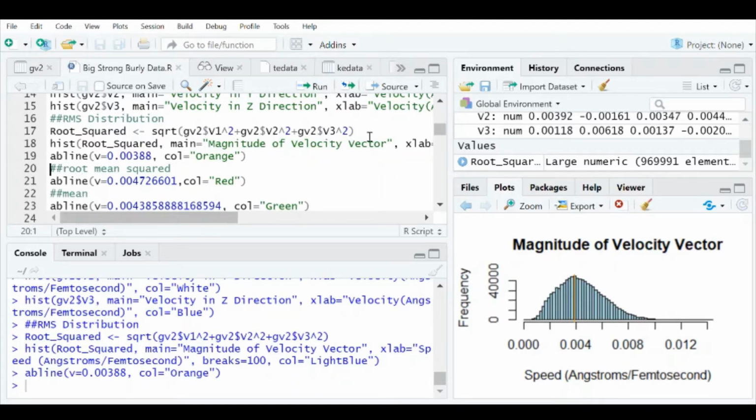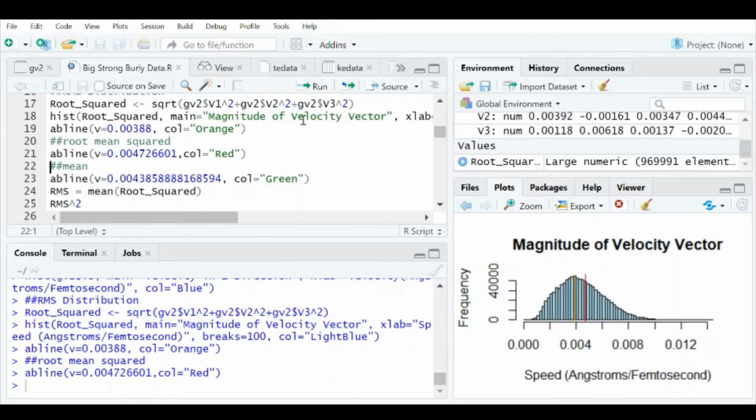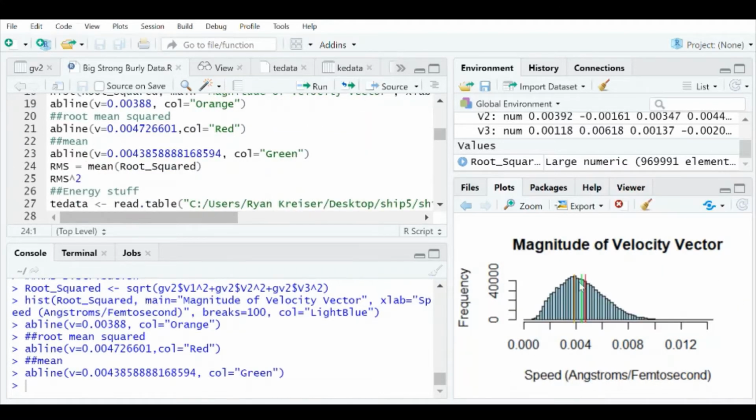Here is the root mean squared. This red line over here, which is the mean of the distribution when you square all the values and then take the square root of that value. And here is the simple arithmetic mean, this green line here. This is exactly what would happen if you took all these magnitudes and took the average.